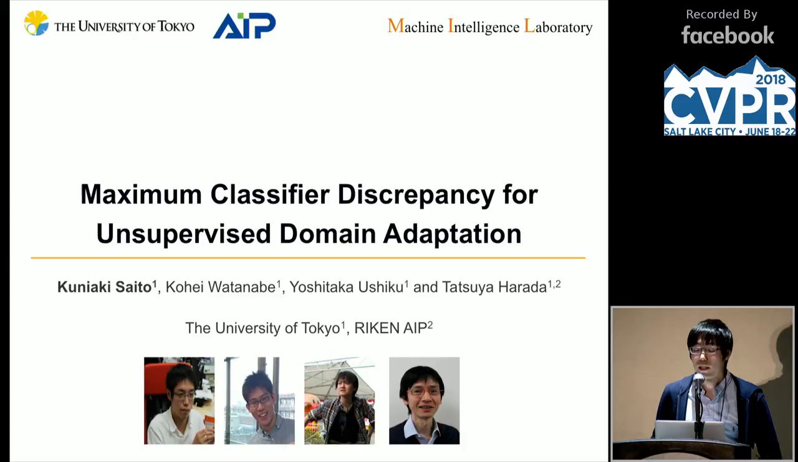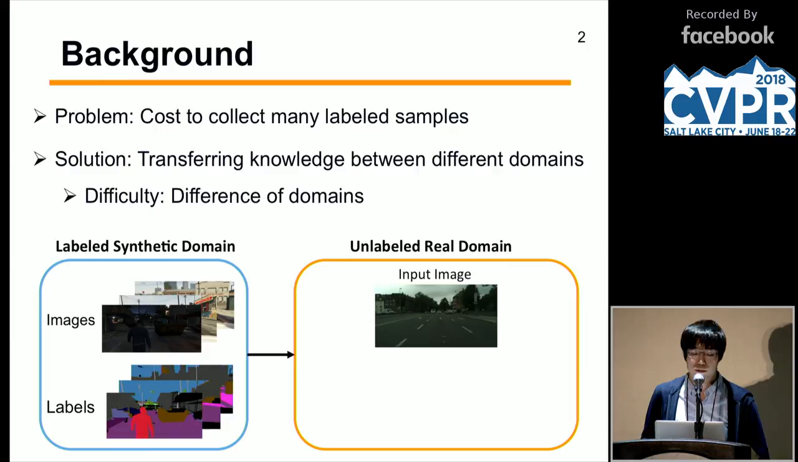Okay, let's look into the background of our research. Supervised learning methods using a large model, such as convolutional neural networks, have achieved significant progress in recognition accuracy in many fields. However, we have to collect a lot of annotated samples to train such a large model. To solve the problem, we often aim to transfer knowledge obtained in a label-rich domain to a label-scarce domain.